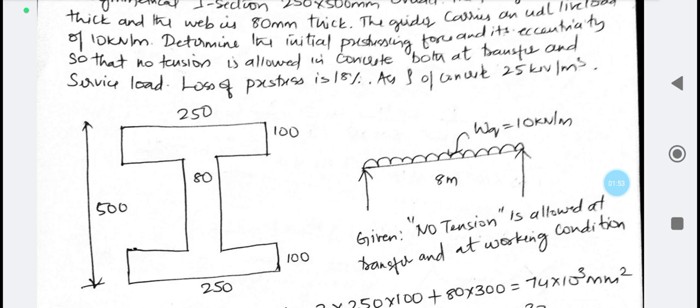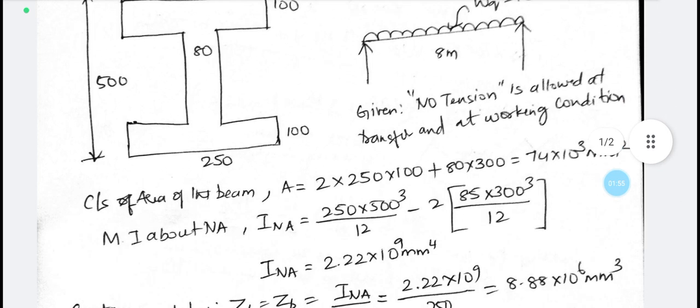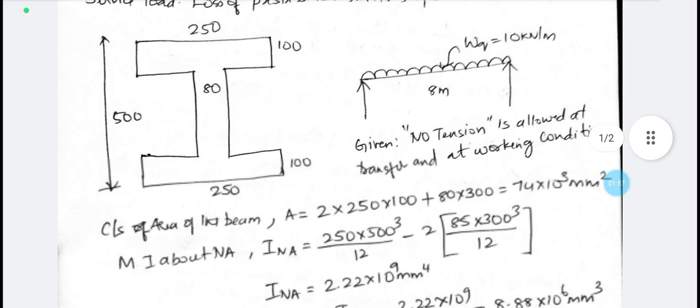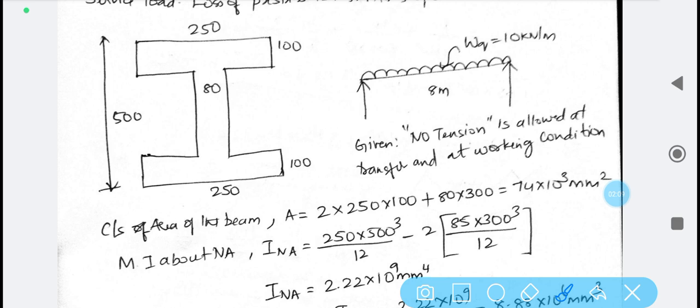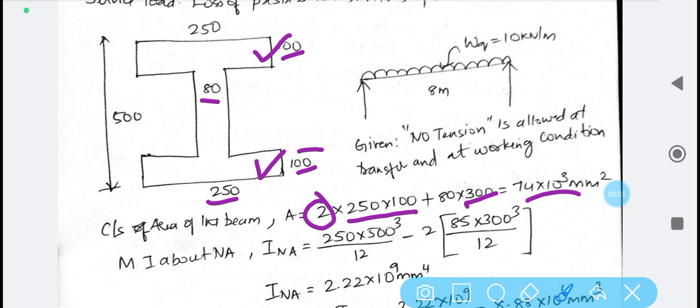And next, immediately after drafting the sketch, it is required to compute the cross sectional area of the beam. Since it is an I section, it can be calculated easily. We have two equal flanges, flange 1 and flange 2. Therefore, it is 2 number. Flange dimension is 200 and 500 and plus 80. After deducting flange thickness 100, 500 minus 200, it comes out to be 300. And that is how the final answer is obtained.